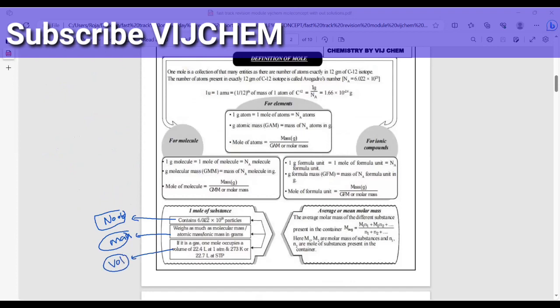1 mole of any substance, irrespective of whether it is small or big, is going to contain 6.022 into 10 to the power of 23. If I say molecule, these many molecules. If I say atom, these many atoms. Okay, the number is fixed, but the content will keep on changing.